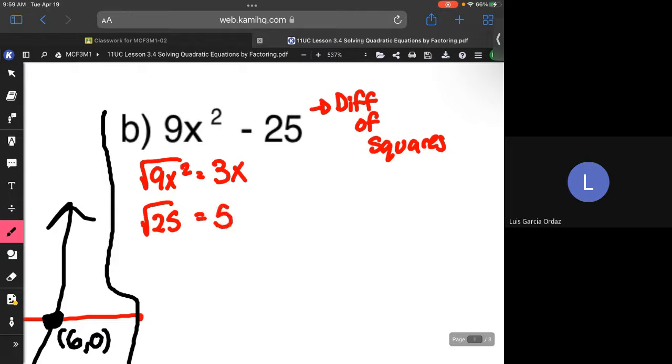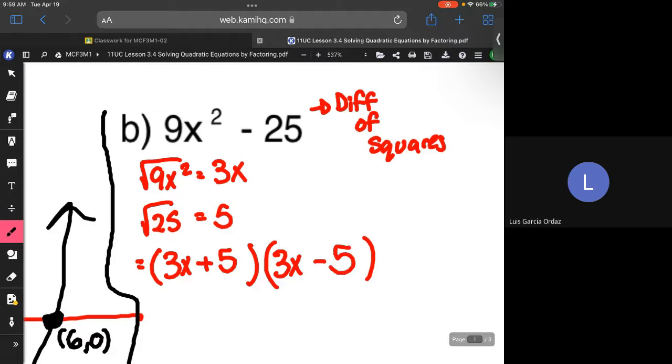Okay. So remember, when I have a difference of squares, I'm going to have two brackets. One's going to have a positive, one's going to have a negative. So what's my first bracket going to be? Yep, 3x minus 5.